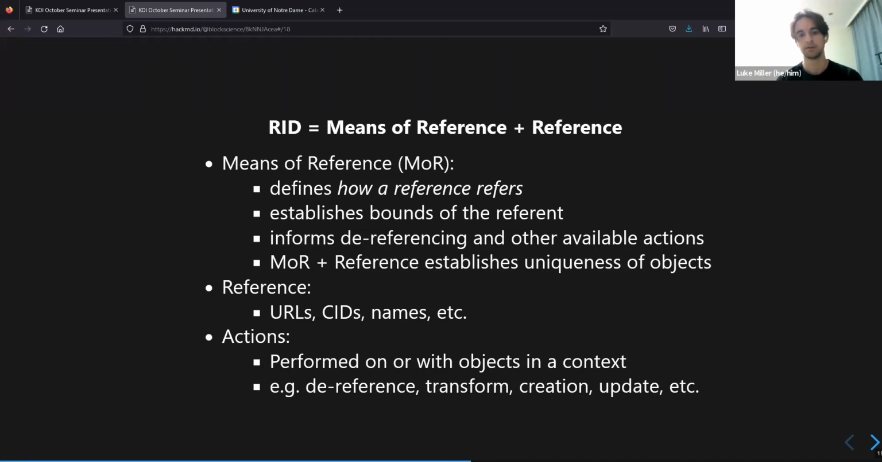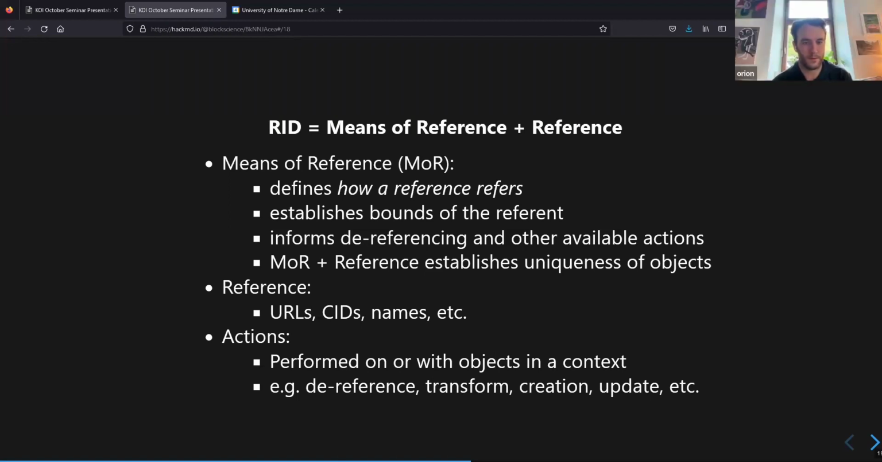And then importantly, the combination of the means of reference and the reference establishes the uniqueness of an object. That becomes important when you have references which might be the same, but are actually referring to different things under different contexts. So for example, you could have a phone number which is represented as 10 digits, but maybe those 10 digits are also an ID inside of a database. Those could have the exact same reference. But since they are understood under different contexts, that's where the means of reference comes in and gives us the uniqueness between those two things.